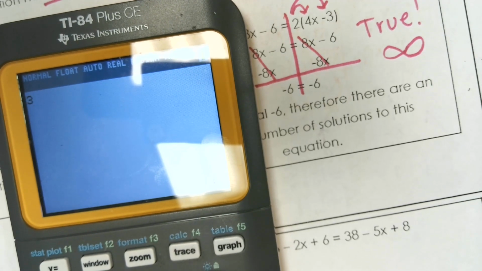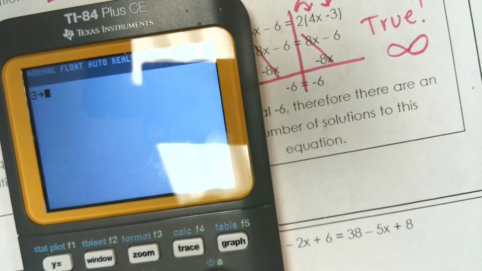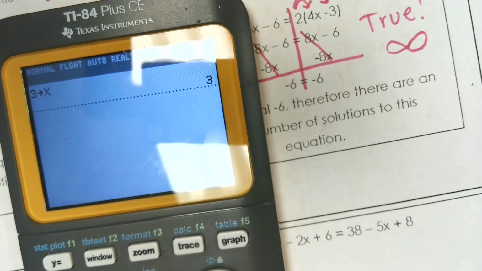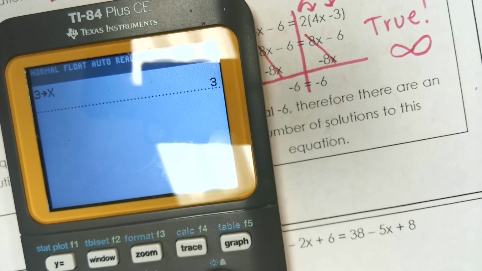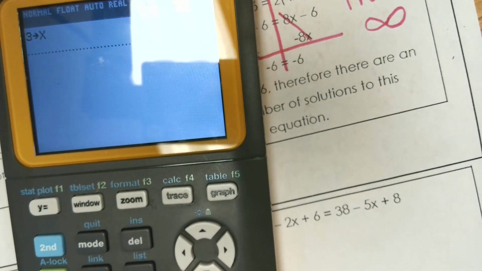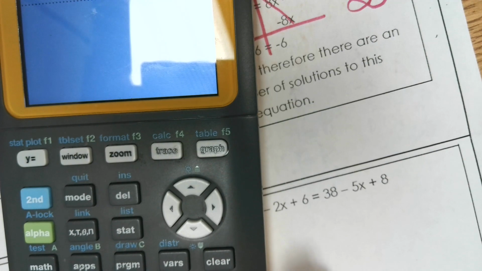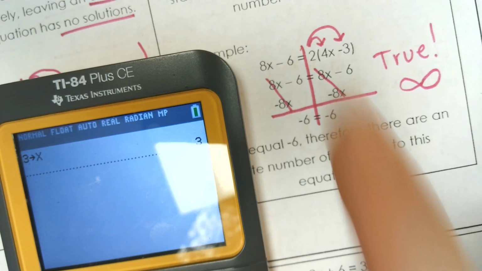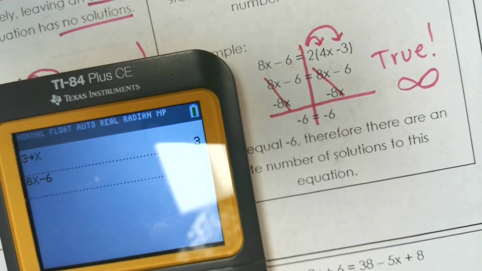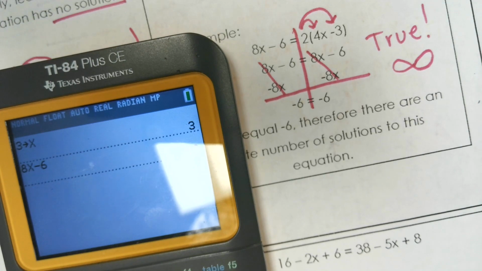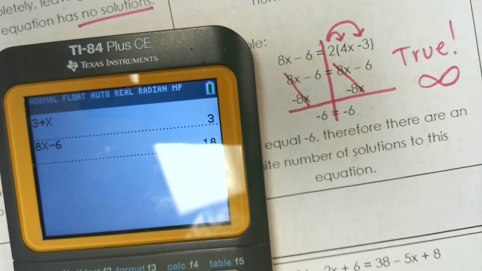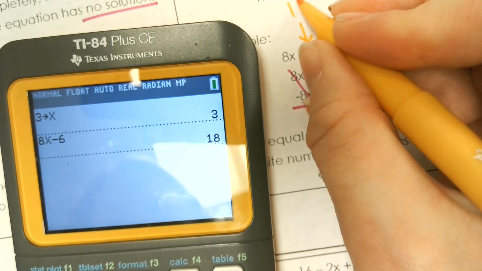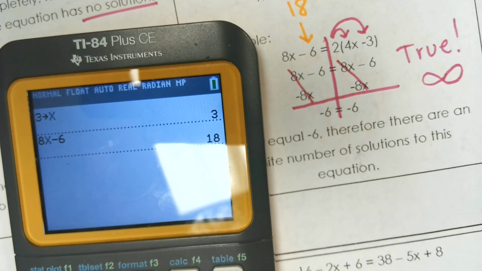So do 3, store, x, enter. Everybody should be doing this. I'm going to come around and check your calculator. X is right beside alpha. Yep. All right. Now we're going to do the left side. 8x minus 6. Put it in, 8x minus 6. So this side is 18.